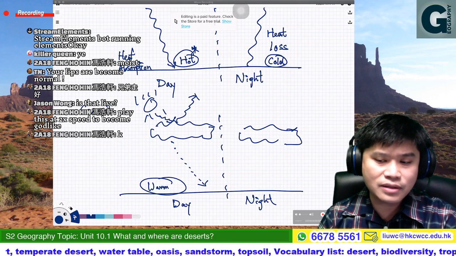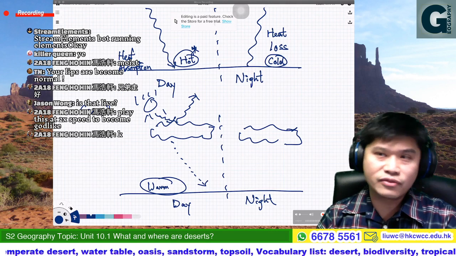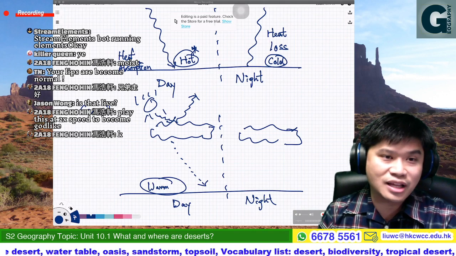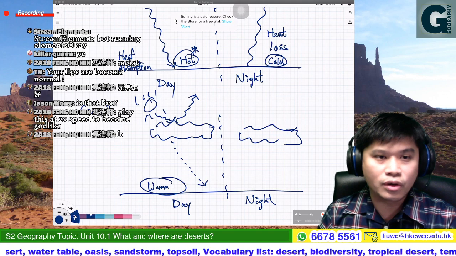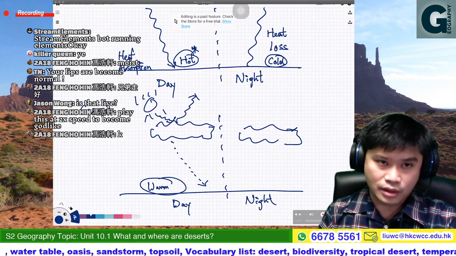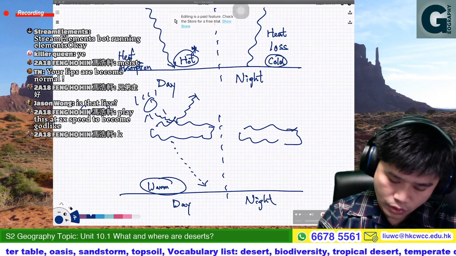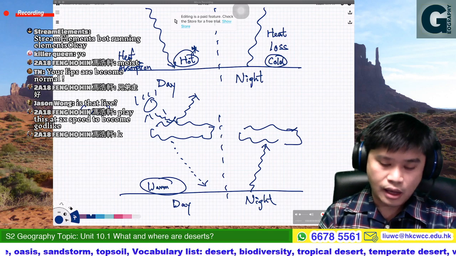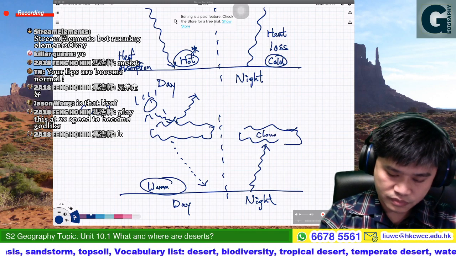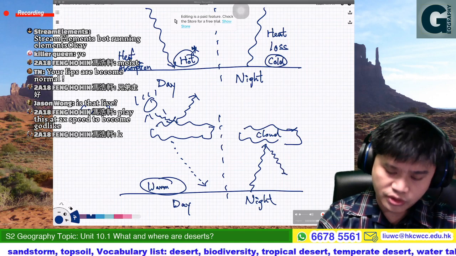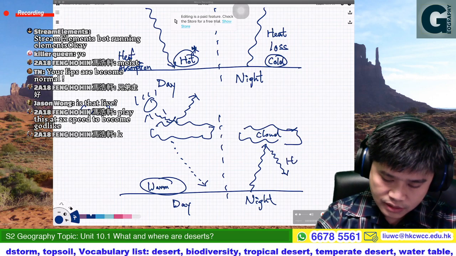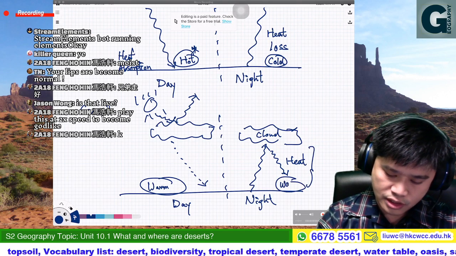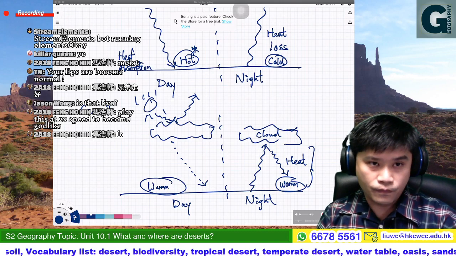I think you may experience that during summertime. If there's cloud cover during the daytime, it can help to block the sunlight, and the temperature would not be that high. The same theory. And then at night, when the land loses heat to the sky, the cloud cover would also block the heat loss. So the heat could be kept in this area, and it could keep this place a little bit warm.